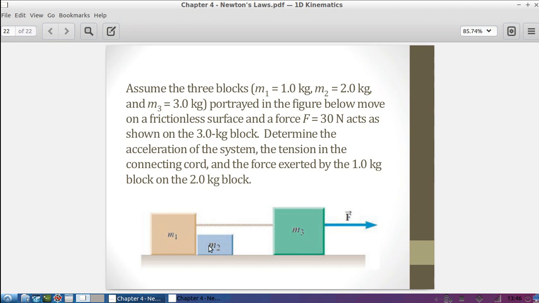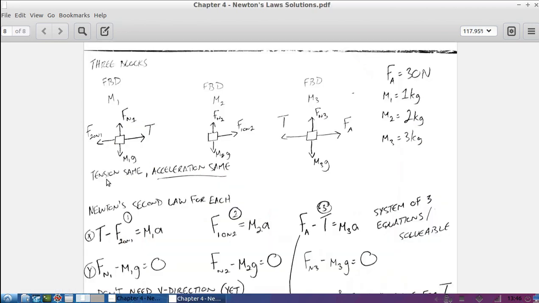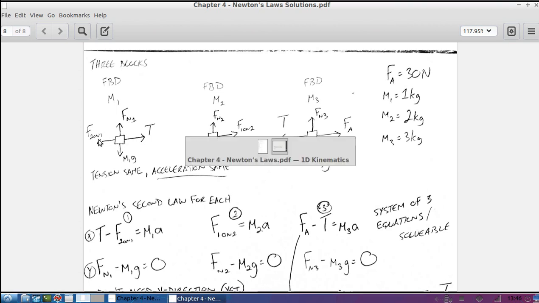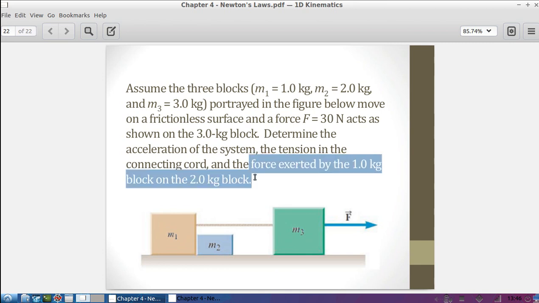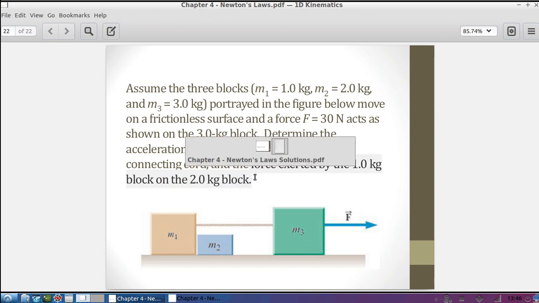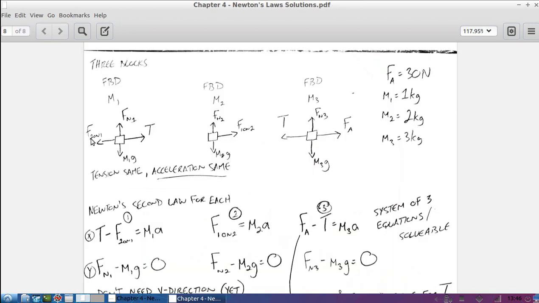But as this moves, M2 is in contact with it, so M2 is going to push against it in the negative x direction. So I'm going to call this F by block 2 on block 1. So by 2 on 1. That's in the negative x direction. We're actually asked for that, right? The force exerted by the 1 kilogram block on the 2 kilogram block. Well, that's by the 2 on the 1, right? So that's not the actual force that they're asking for.